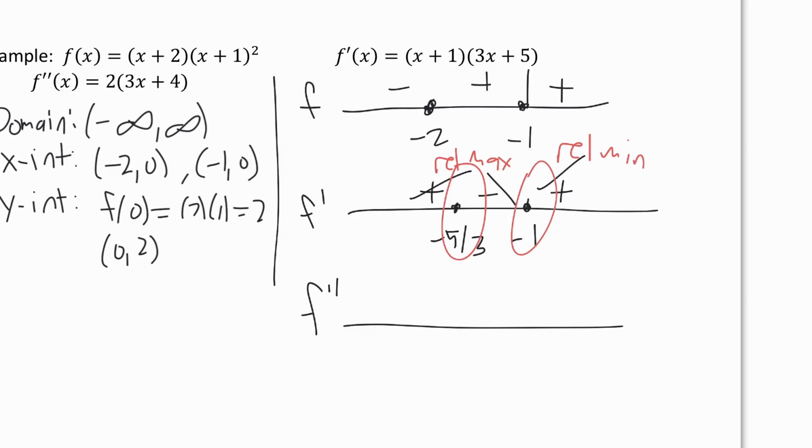Go ahead and do the second derivative. The only point we get is -4/3, which is, again, a little bit further back this way, between -1 and -5/3. And then when we pick a positive number here, we get positive and then negative. So concave down, concave up, and we get ourselves an inflection point.